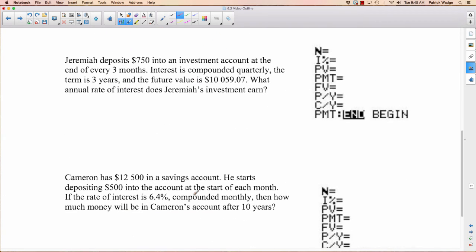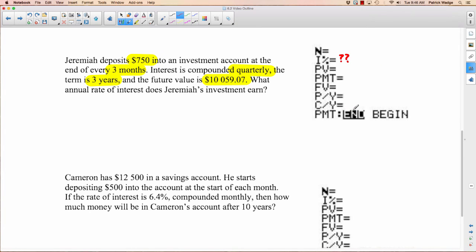Okay, I think we now have some payments in this one. Annuity. Jeremiah deposits $750 into an investment account at the end of every 3 months. Interest is compounded quarterly. The term is 3 years, and the future value is $10,059.07. What annual rate of interest does Jeremiah's investment earn? You don't know the interest. Interesting. So this is the one we want to know up here.